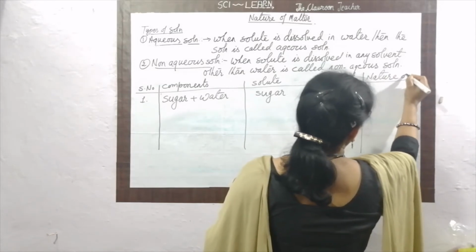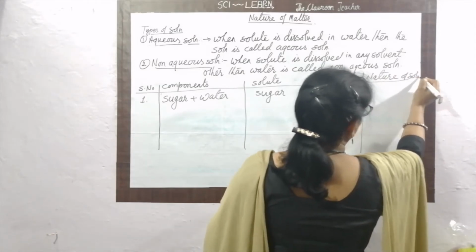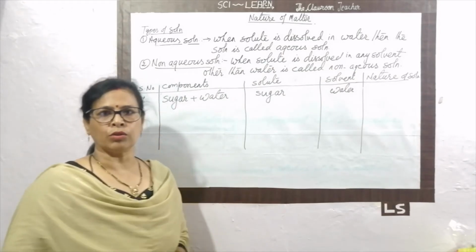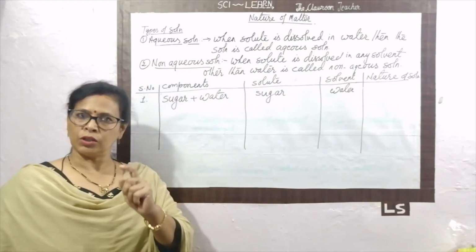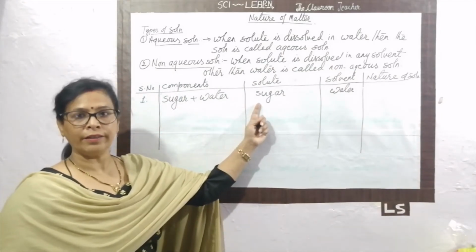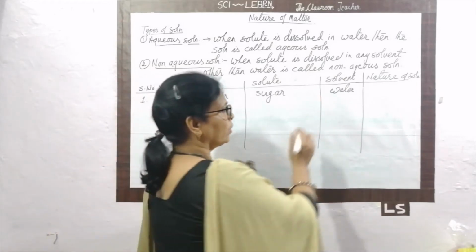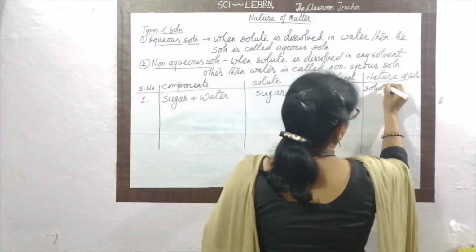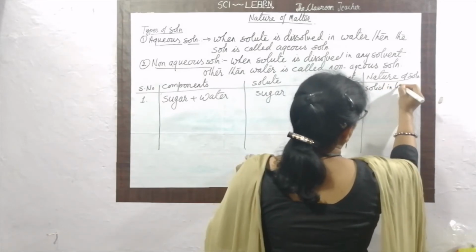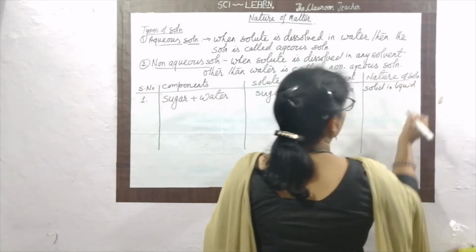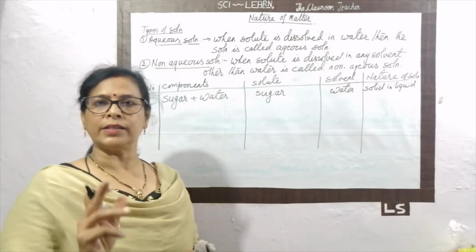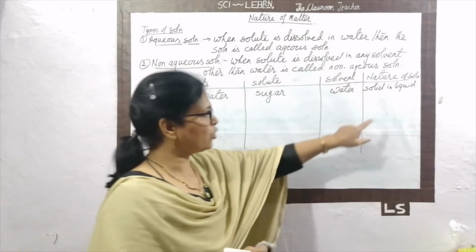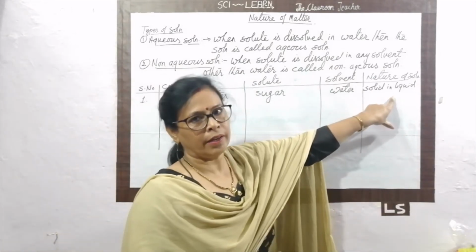Nature of solution. What is the nature of this solution? This is the solution where the solute is sugar, which is a solid, and the solvent is water, which is a liquid. So it is a solution of solid in liquid, a solution in which a solid is dissolved in a liquid. So the nature of the solution is solid in liquid.